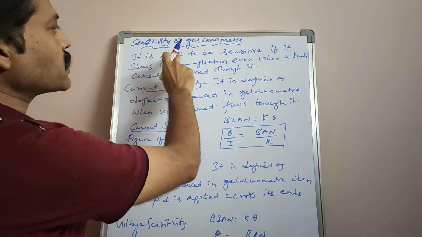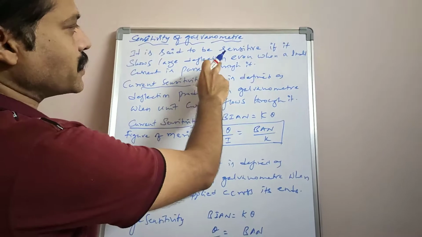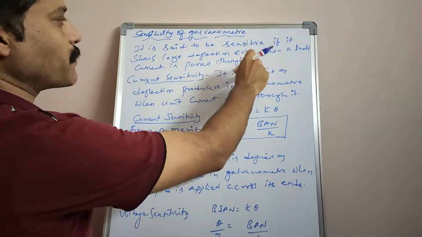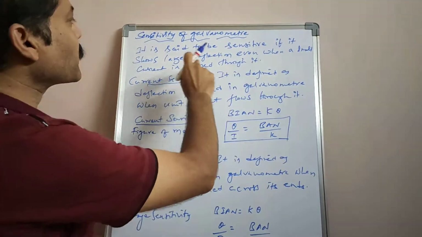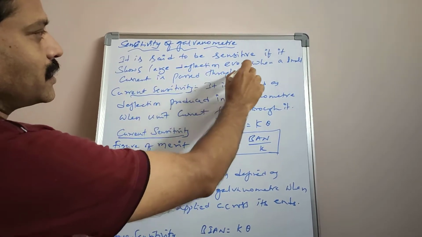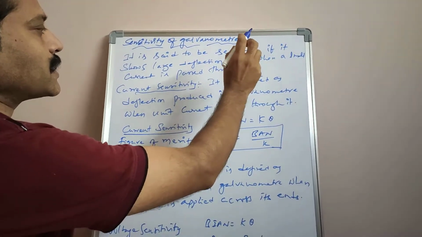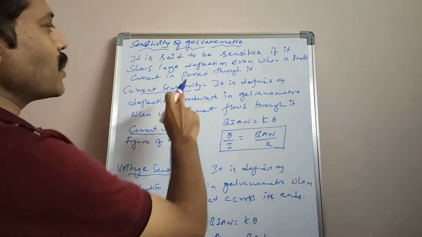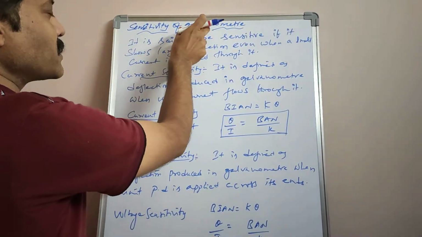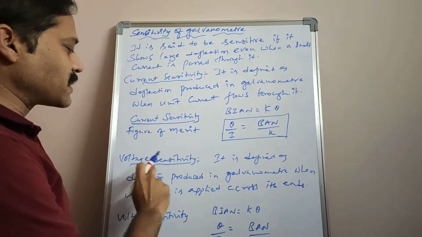A galvanometer is said to be more sensitive if it shows large deflection even when a small current is passed through it or a small voltage is applied to its ends. So we can define the sensitivity of galvanometer as current sensitivity as well as voltage sensitivity.